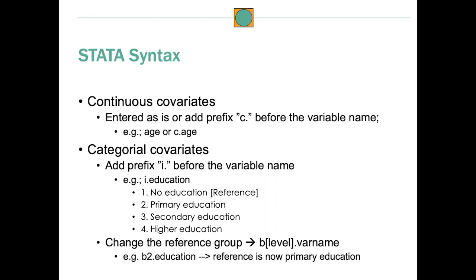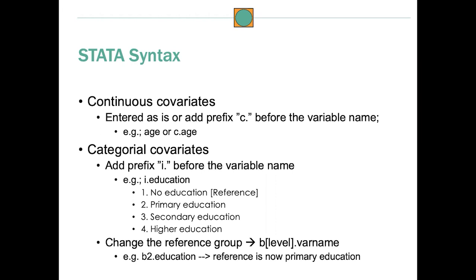So using education again as our example, and assuming we're interested in making our reference group or level primary education. Primary education is the second level in the education variable. We will have the code b2.education. So now in our regression, primary education will be the reference level. So every level will be compared to primary education. No education will be compared to primary education. Secondary education will be compared to primary education. And higher education will be compared to primary education.